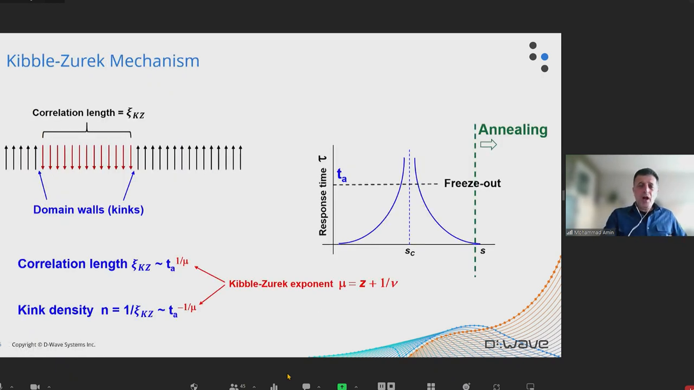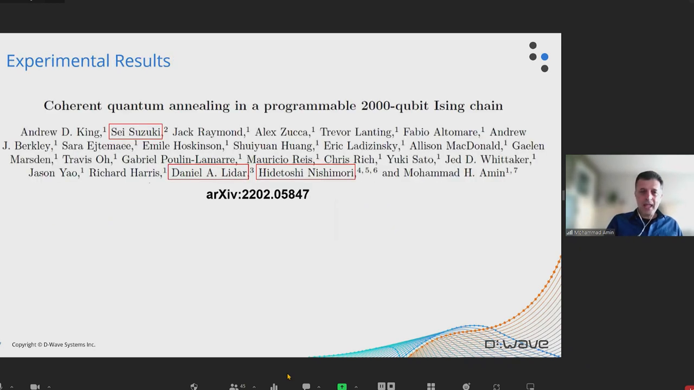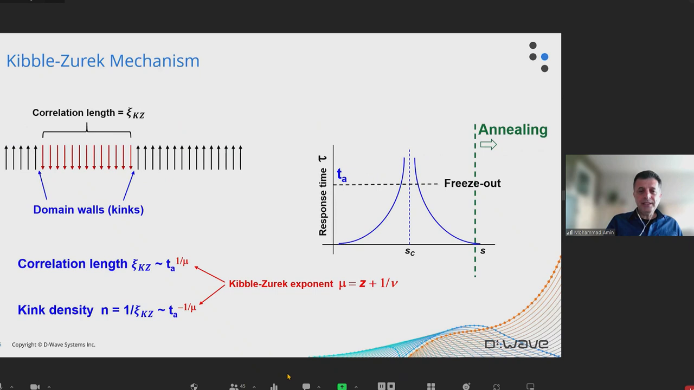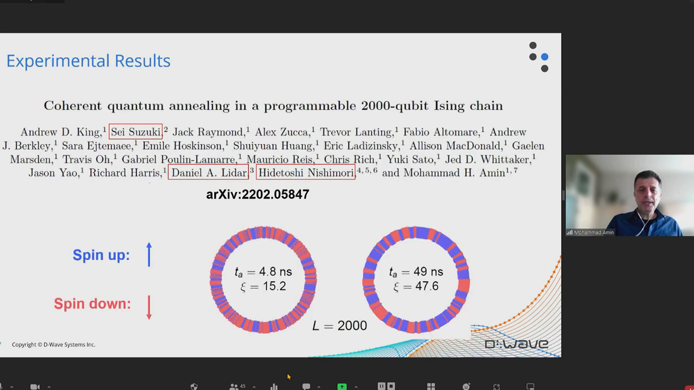Okay, now our goal in this experiment that I'm going to show you was to test these things. And instead of looking at a chain, we looked at a loop, a ring of qubits. This is 2,000 qubits organized in a loop, in a ring. And in this figure, it's just one run at 4.8 nanoseconds and 49 nanoseconds. And the two colors represent spin up and down.